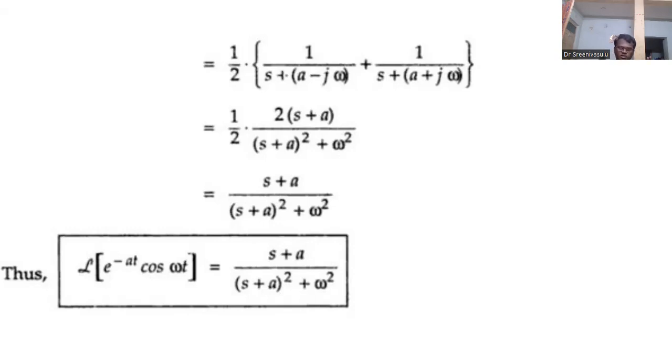Whatever analysis we have done is somewhat complicated, but we have a standard formula. Simply you write the Laplace transform of cos omega t u of t, which is s by s square plus omega square. In place of s, you replace s plus a. It is by using properties.